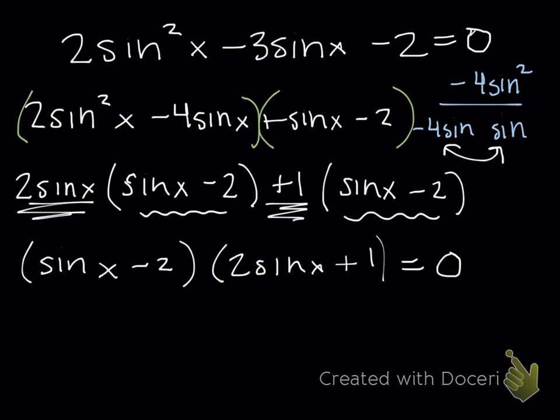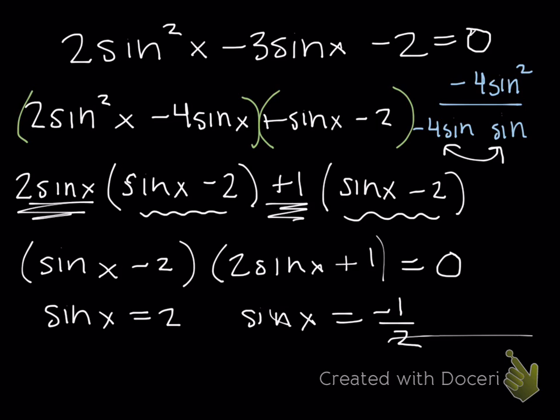And now I need to set both quantities equal to 0. So for this first binomial, I'll get sine of x is equal to 2. And for my second quantity, I'll get sine of x is equal to negative 1/2.